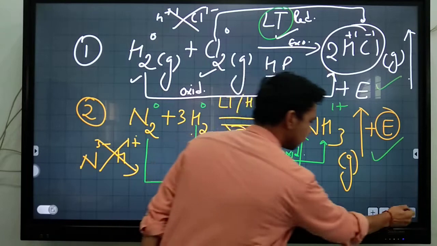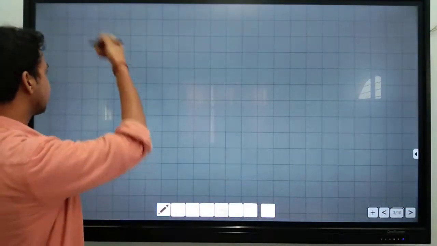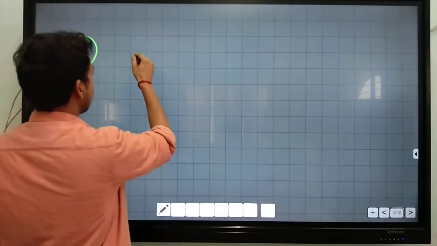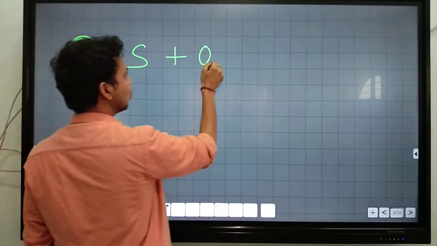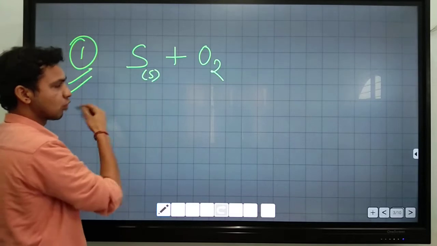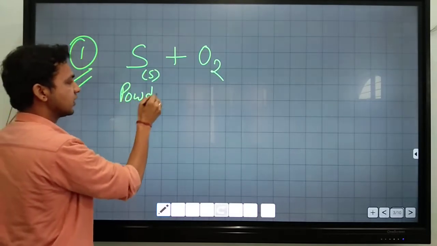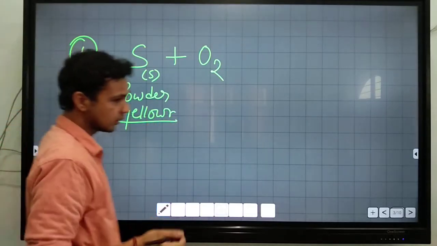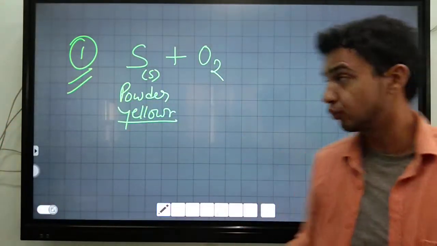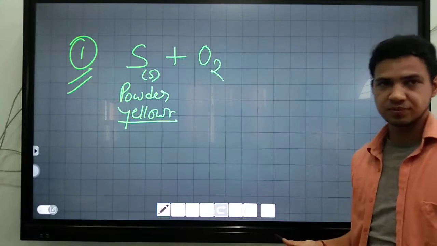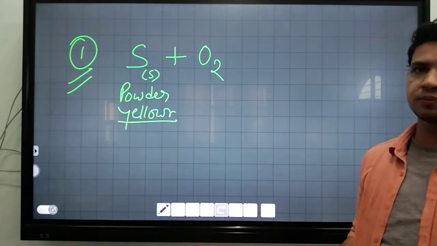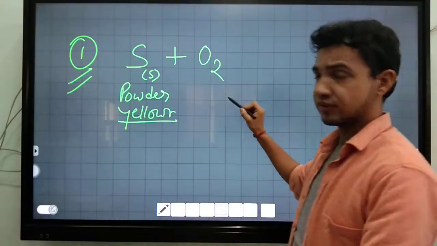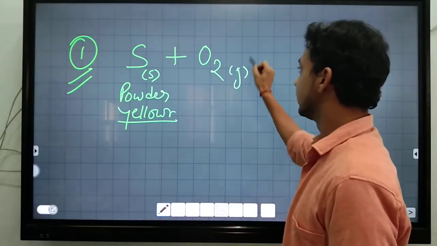I'm also giving you one more example of a combination reaction. See, the next example is where sulfur is reacting with O2. You know sulfur is available in the solid state, as a yellow color powder. It's very harmful for human beings. We prepare different types of sulfur substances in our daily life. It is also used in medicines as well as in preparing explosive substances. You know the oxygen.